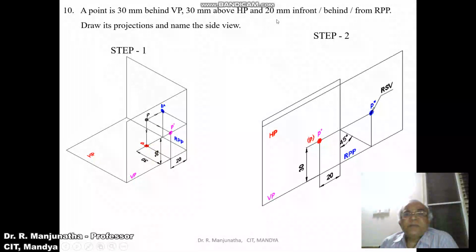Then the distance with respect to the RPP, that is behind RPP, can be seen in both the vertical plane as well as the horizontal plane. Both vertical and horizontal are above the XY line. So from here you take 20 mm and mark this line. Then you write P dash, and P is the one which has been rotated. Then when you look from the side view, both P dash and P double dash are going to be on the same line. So this is the front view distance which is above HP, and this distance is behind VP when you look from the right side view.